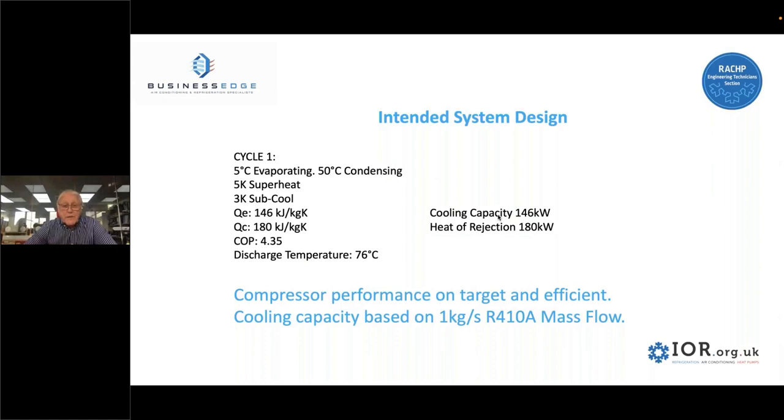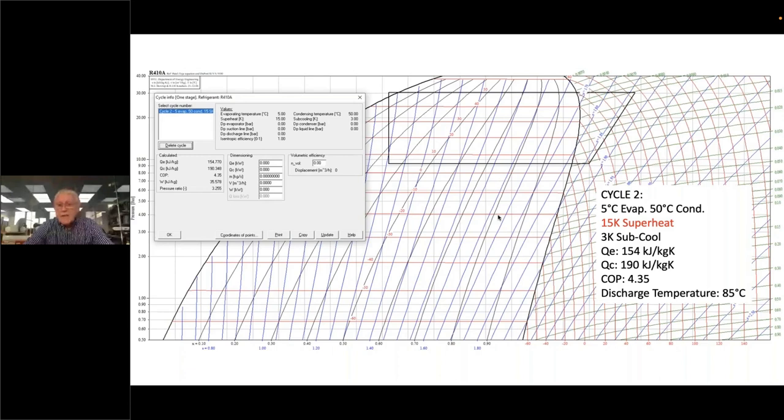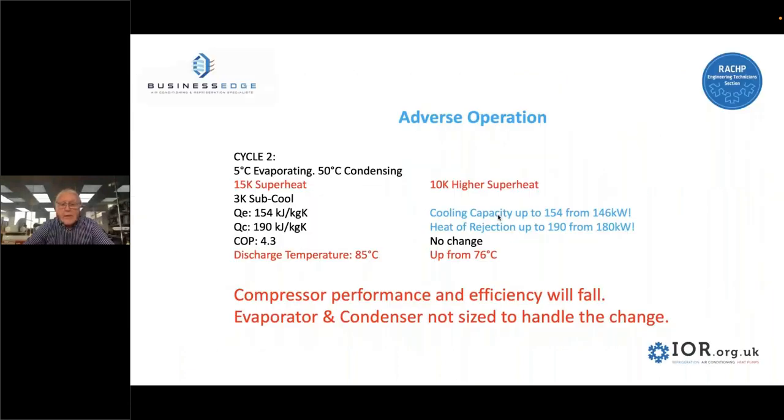So there's a summary of that particular system and my intended system design, which I'm quite happy with. I've got an efficient compressor and the capacity is based, as I say, on 1 kilogram a second running around the refrigeration circuit. I now move on to the same circuit and I've moved one parameter. My 15K superheat is really a bit too high. So what are the effects of that? Well, here they are. There's my 15K, 10K higher superheat than it should be.